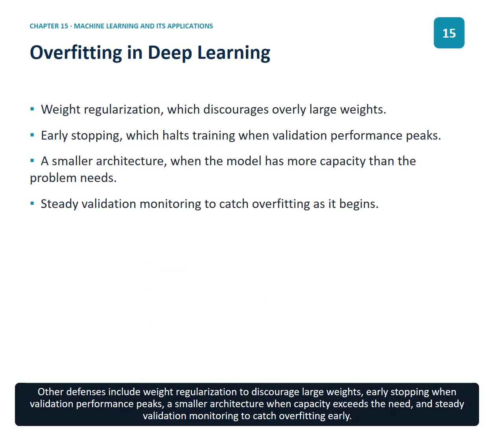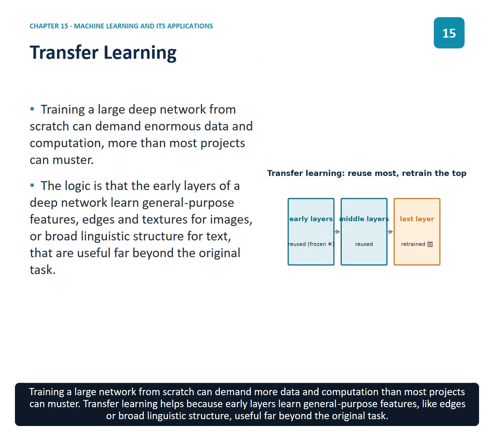Other defenses include weight regularization to discourage large weights, early stopping when validation performance peaks, a smaller architecture when capacity exceeds the need, and steady validation monitoring to catch overfitting early. Training a large network from scratch can demand more data and computation than most projects can muster.